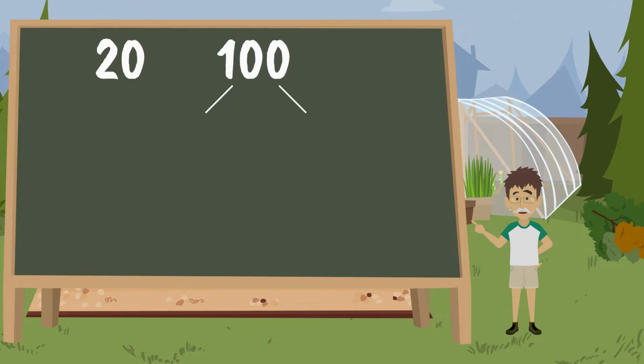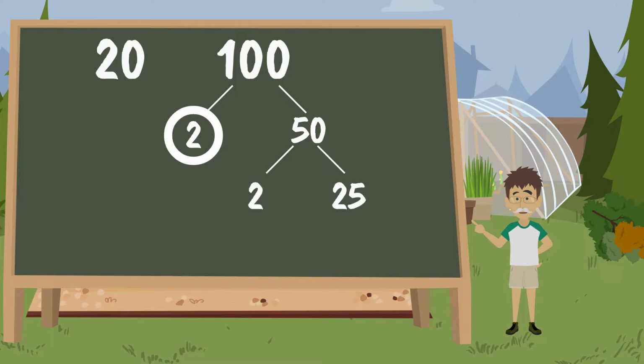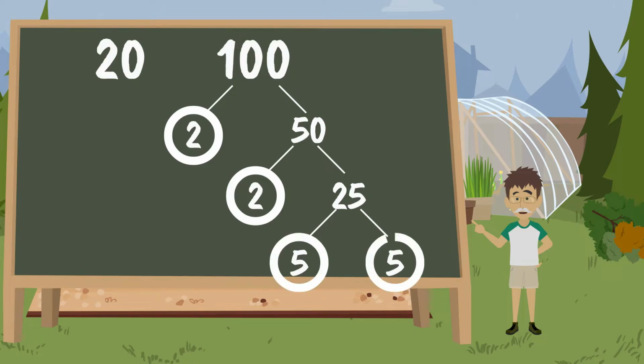100 factors into 2 times 50. 2 is prime, so it is circled. 50 factors into 2 times 25. 2 is circled again. 25 factors into 5 times 5. 5 is prime, so both 5s are circled. The prime factorization for 100 is 2 times 2 times 5 times 5.